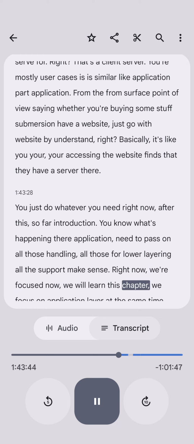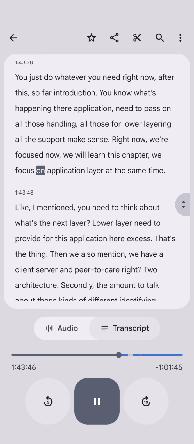Now we learn this chapter. We focus on the application layer. At the same time, like I mentioned, you need to think about what the next layer, the lower layer, needs to provide for this application layer. Make sense? That's the thing. Then we also mentioned we have client-server and peer-to-peer, right?